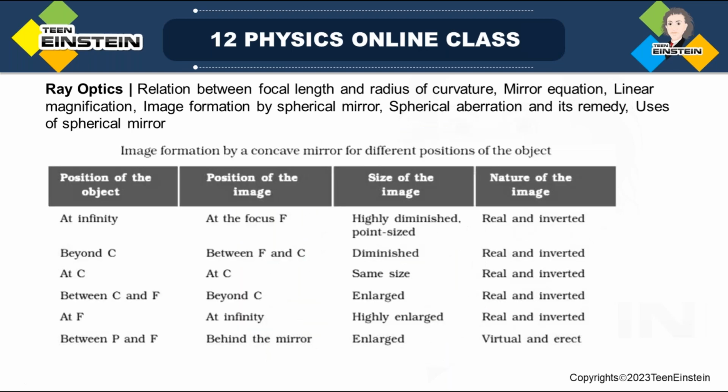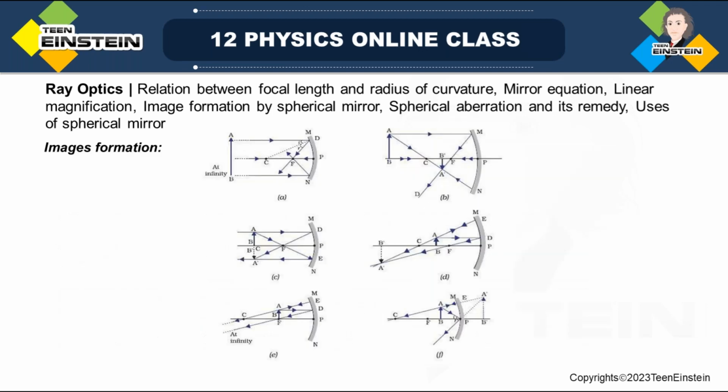So if the object is at infinity, then the image position will be at the focus, and it will be a highly diminished image. And what is the nature of the image? This is a real and inverted image. Real and inverted image. So that is what we'll see here. Now let us come a little closer. I think it should be figure C.